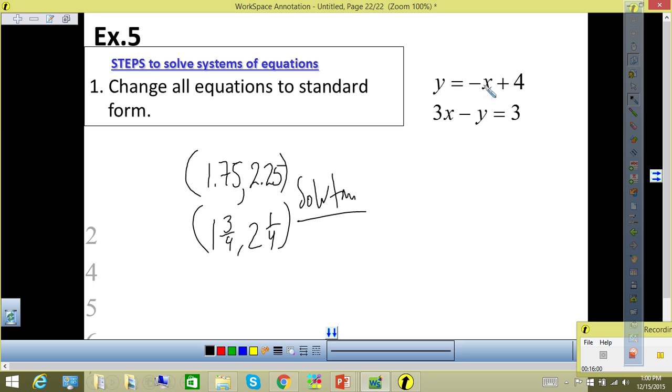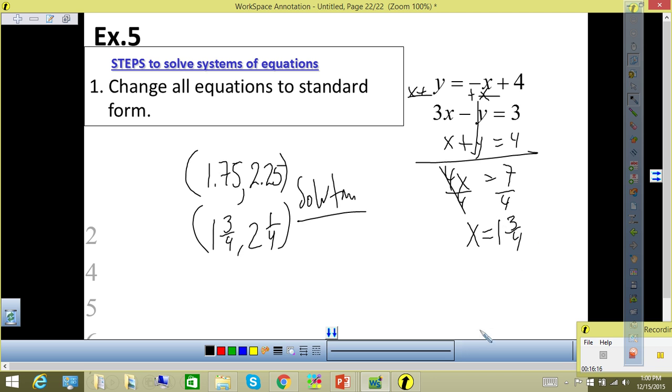If you don't see it, here we go. This one, to change it to standard form, we add x to each side. We end up with x plus y equals 4. Eliminate, 4x equals 7. Divide by 4. And that's how we get x equals 1 3/4. Yes? And then you substitute and solve for the other. All right. Let's move on to better things.